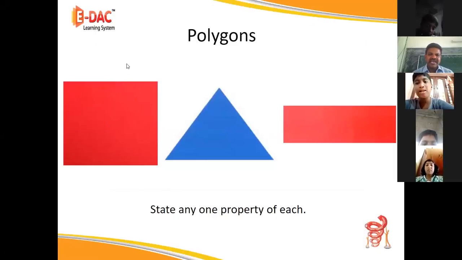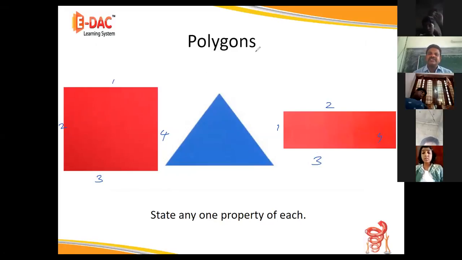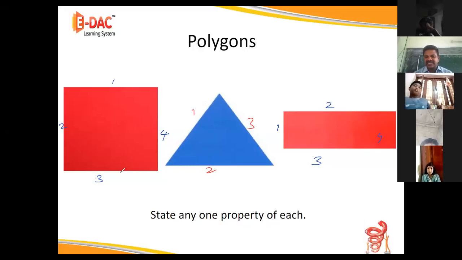So how many line segments does it have? 4. This is 1. This is 2. 3, 4. Here also there are 4 line segments. These are all polygons. And here 1, 2, 3. These are the polygons. State any one property of each. Please give a statement, one property of each figure. What about this? All sides are equal in this first figure.